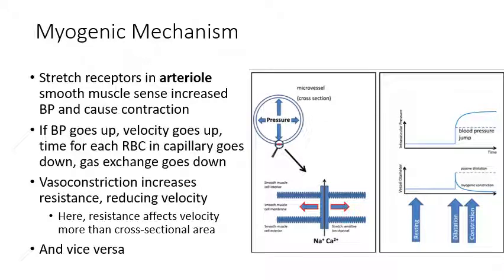So first, the myogenic mechanism, which is based on stretch of the arterioles. When your arterioles are stretched because you have greater blood pressure in them, there are stretch receptors in them that are going to be activated, and when those receptors are activated, muscle contraction is triggered.